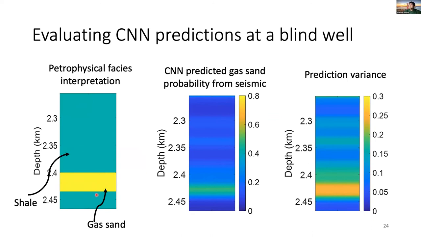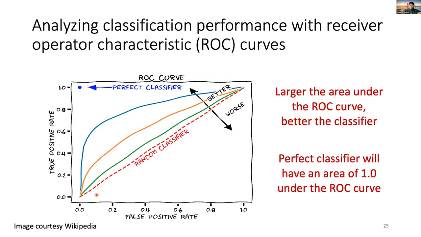Now, these are all qualitative evaluations. Let's get into more quantitative domain. In order to do a more quantitative analysis of our results, I will introduce the receiver operating characteristic curves. This is a common technique for evaluating classification accuracies. Basically, what we do is we plot the false positive rate versus the true positive rate.